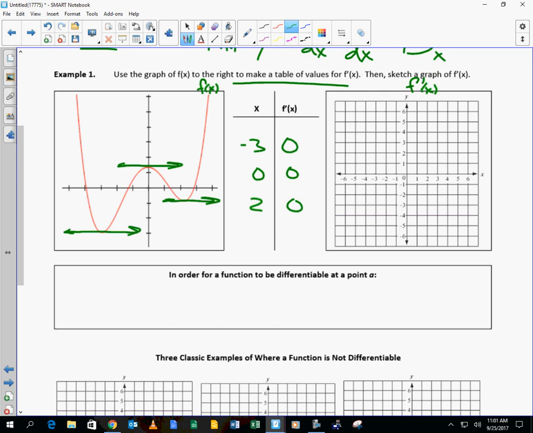So what about before negative 3? What's the slope before negative 3? Yeah, it's negative before negative 3. What's the slope between negative 3 and 0? It's positive. What's the slope between 0 and 2? And then positive after that. So I'm going to take these and plot these values to show what the derivative of that graph looks like. I'll plot negative 3, 0. Plot 0, 0. And I'll plot 2, 0.